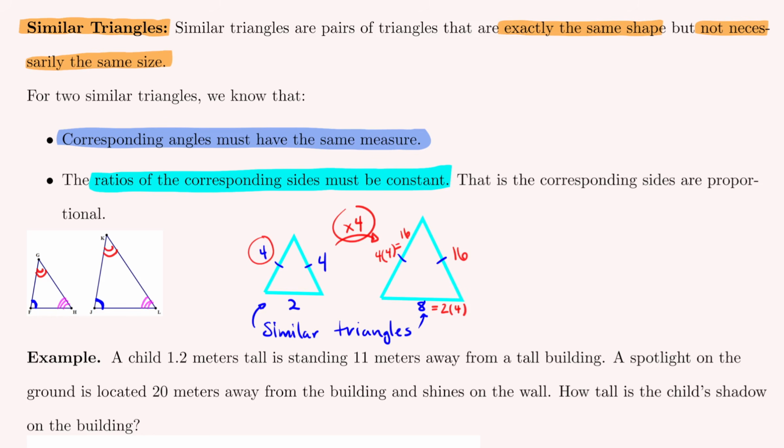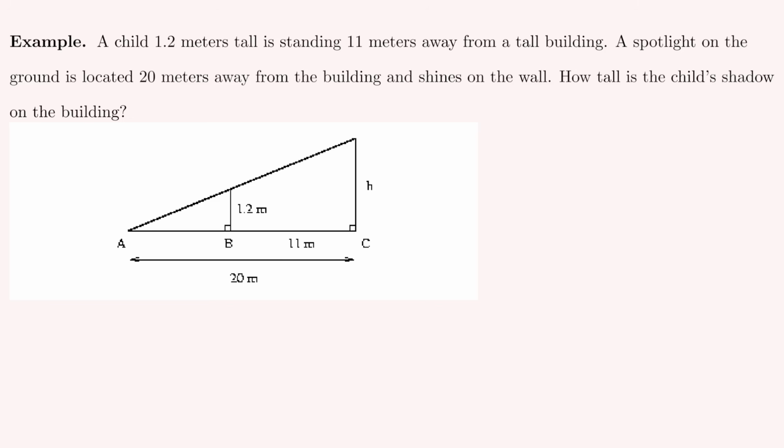Let's see some more questions about similar triangles, and we'll try to go through these ideas further. In our next example, we have a child who is 1.2 meters tall, and the child is standing 11 meters away from a tall building. A spotlight on the ground is located 20 meters away from the building, and it shines towards the wall. How tall is the child's shadow on the building?